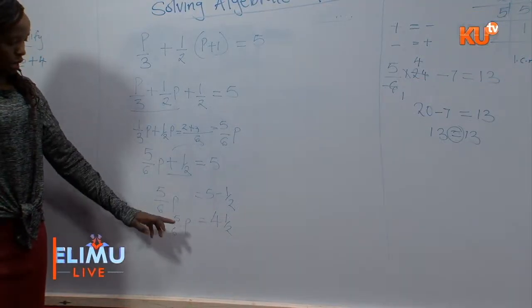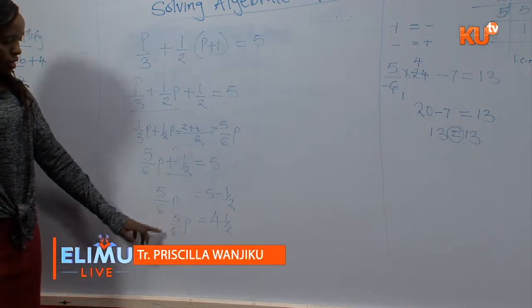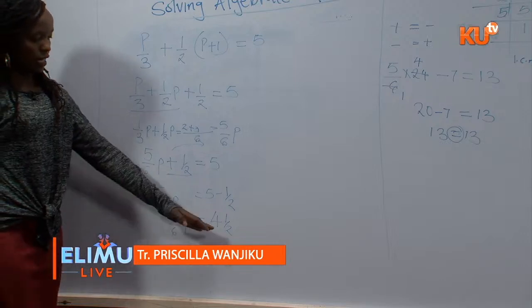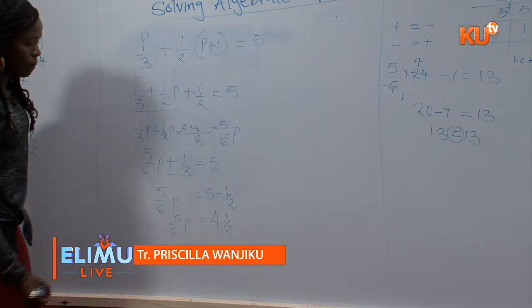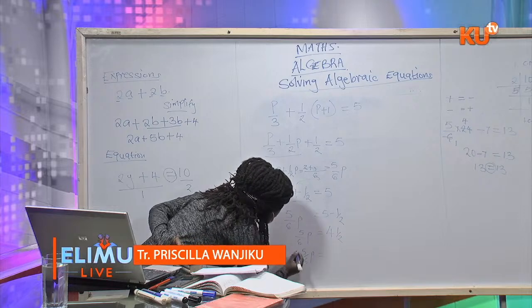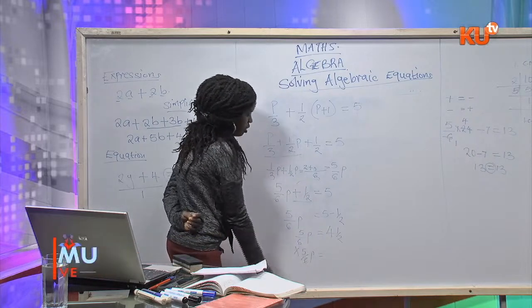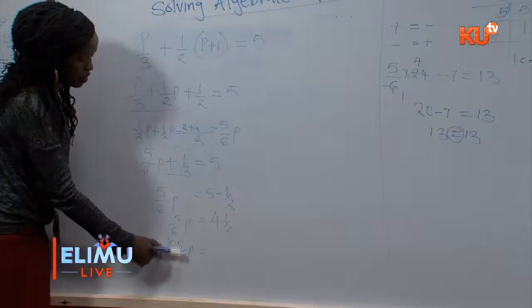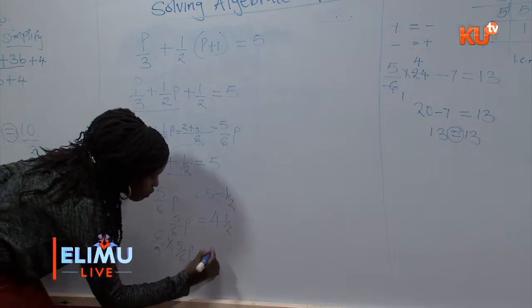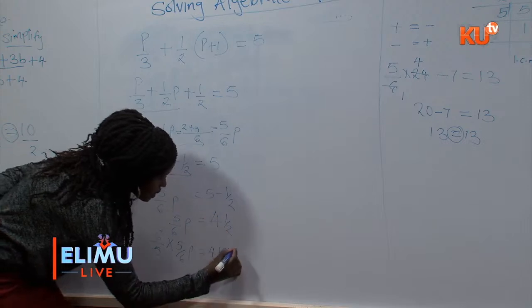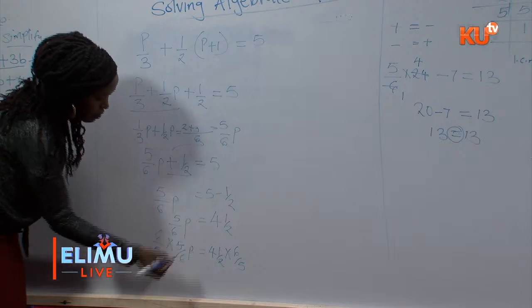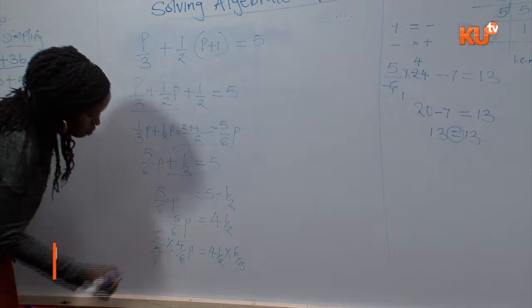So I want to get the value of p, so I'm going to remove this fraction from this side, so that I can have p on this side, and then I can have its value on the other side. So I get 5 over 6p. I multiply by the reciprocal. Because I want to remove this, I use the reciprocal of 5 over 6. I get 6 over 5. On the other side, 4.5 times 6 over 5. By 5, 1. By 5, 1. By 6, 1. By 6, 1.